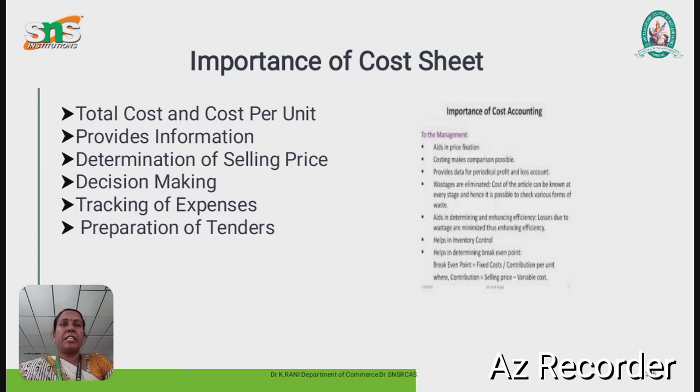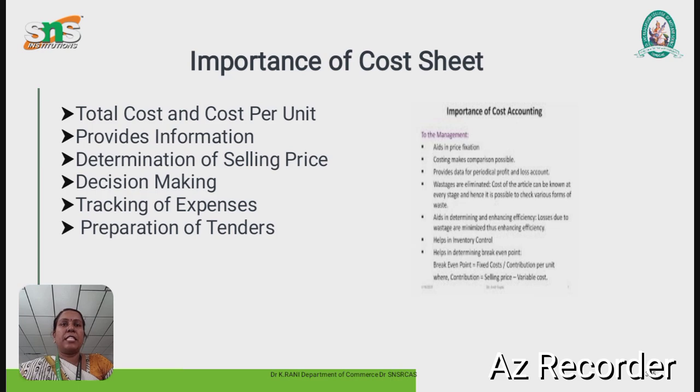Determination of selling price. The cost sheet helps in fixing the selling price of the product. Decision making. Cost sheet helps the firm in decision making. The cost data provided by the cost sheet helps in making a wide range of decisions, such as decisions related to the purchase of raw material and equipment, fixing of selling price, the best investment method for cost saving, etc.